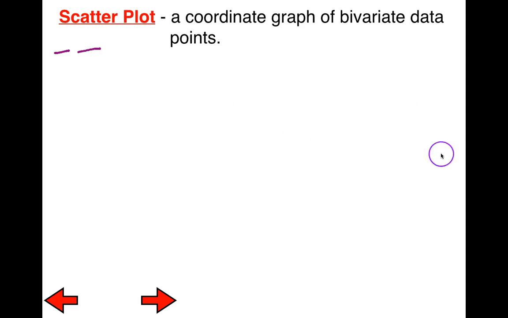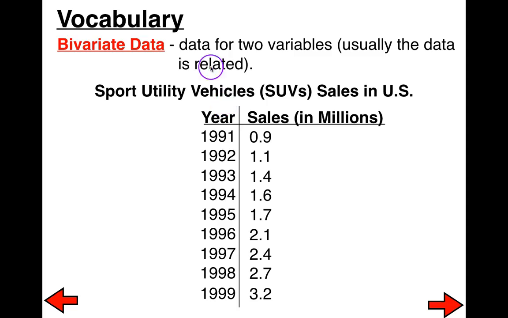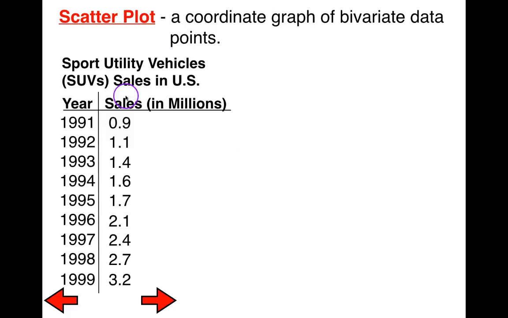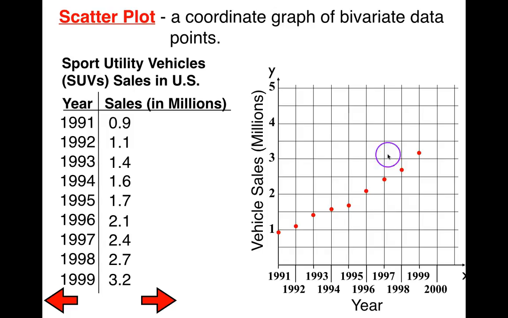Okay, so the other vocabulary word is a scatter plot. A scatter plot is a coordinate graph of bivariate data points. So real quick, bivariate data again is data for two variables. So basically a scatter plot is going to illustrate the data in a graph. So if I take that data and put it in a graph, here would be a scatter plot.